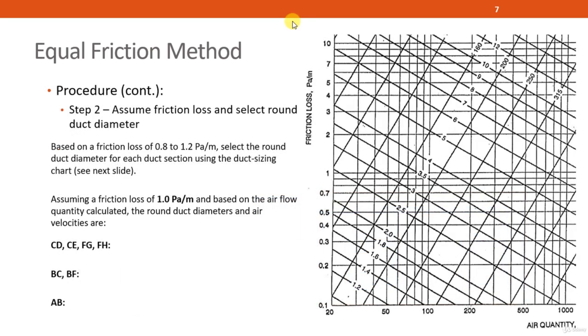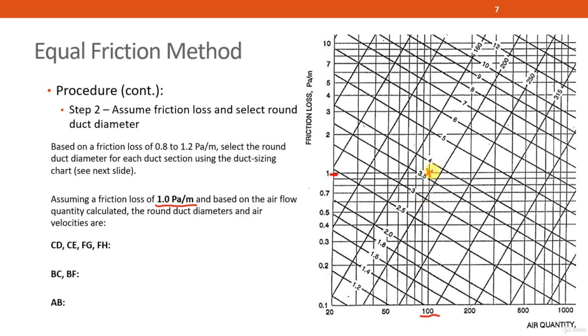With these 3 air volumes, let's plot onto the friction loss chart and retrieve the round duct diameter. But before we can plot onto the chart, we need to assume a friction loss value. So say a friction loss value of 1 Pascal per meter, and with the different airflow quantities, we will be able to plot the 3 points. First, we have 100 liters per second for all the small duct sections at the end. 100 liters per second is over here, and 1 Pascal per meter is over here. So the intersection point will be at this part.